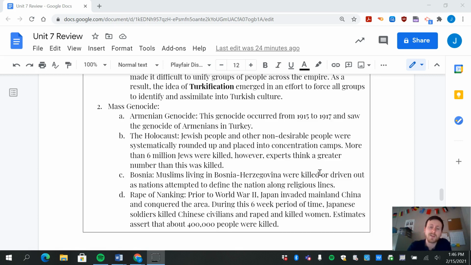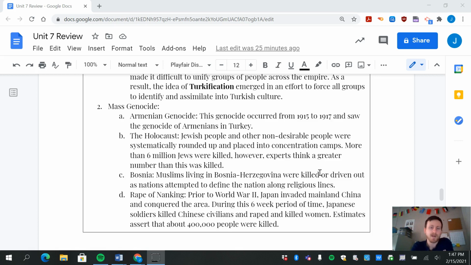What we start to see is we have an Armenian genocide between 1915 to 1917 that saw Armenians targeted in Turkey. Obviously, we have the Holocaust that's gathering Jewish people and undesirables who are systematically rounded up and forced into concentration and death camps where about 6 million Jews were killed. However, I think experts have a larger number than that in terms of the total number of people that were killed. I would say a lot of them would err more on the side of 8 to 12 million or so.